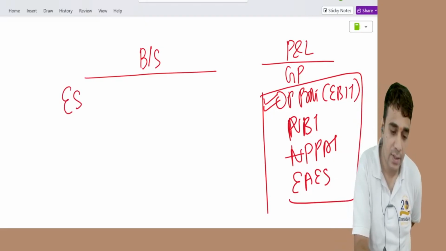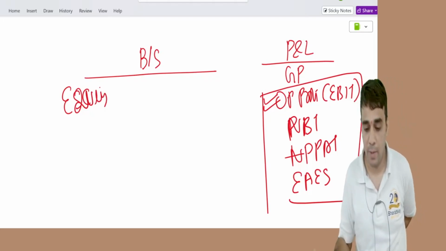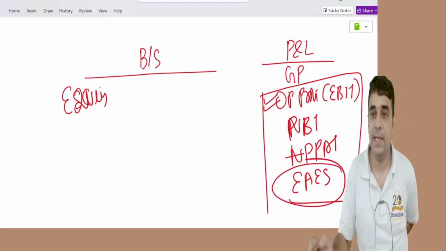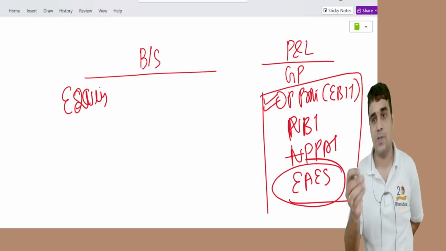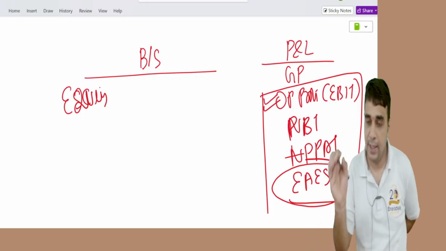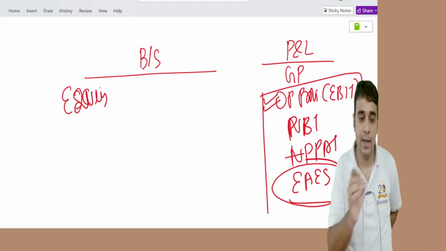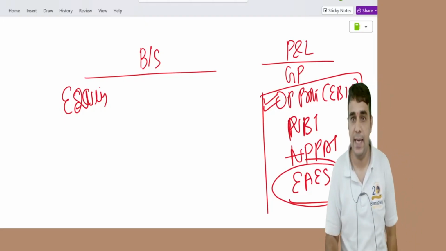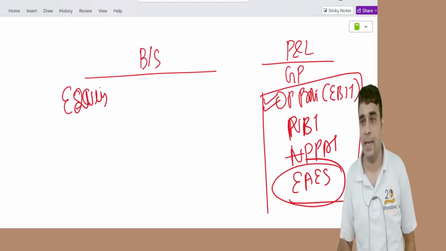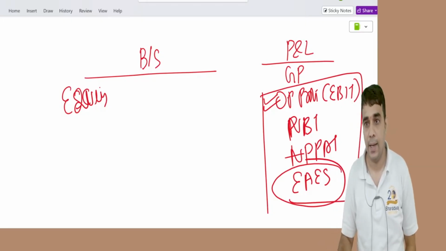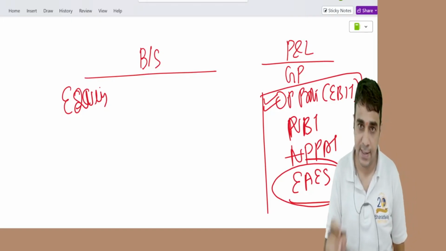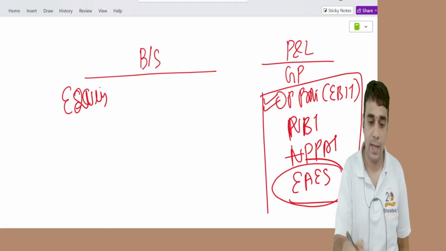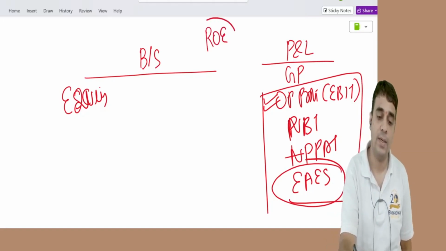One you can take is equity, not equity share capital, equity. So one formula we have is EAES divided by equity. What is equity? Equity share capital plus reserves and surplus minus the fictitious asset. Take the EAES from the P&L and divide it by equity, because EAES belongs to equity. EAES divided by equity is called ROE, return on equity.